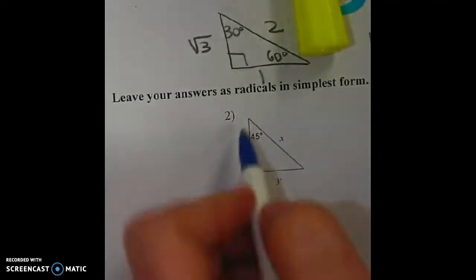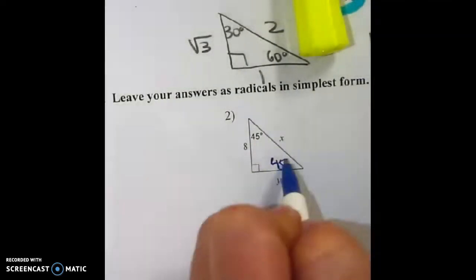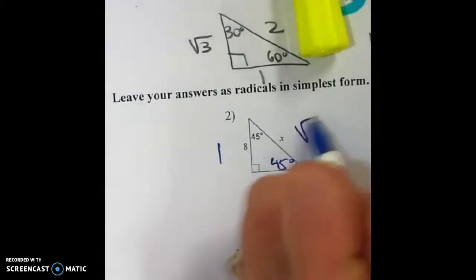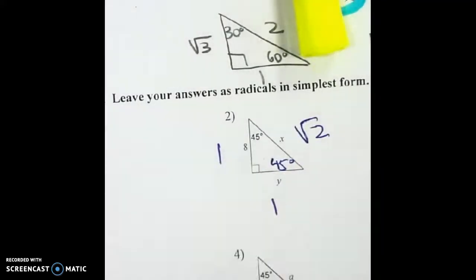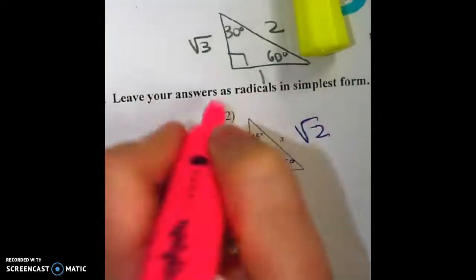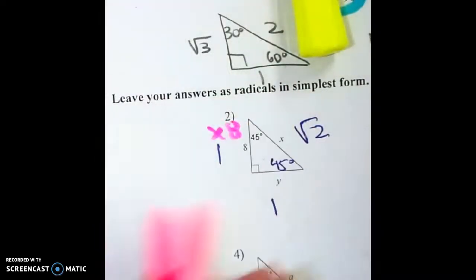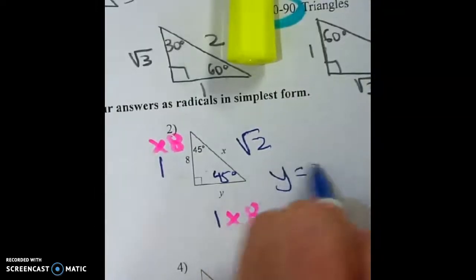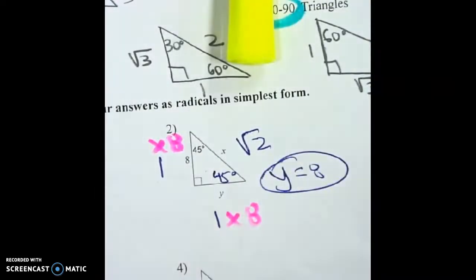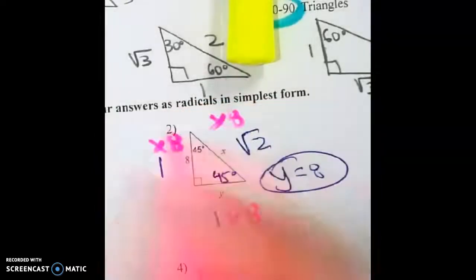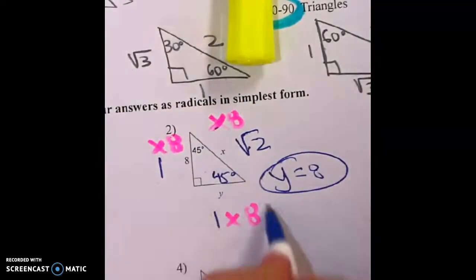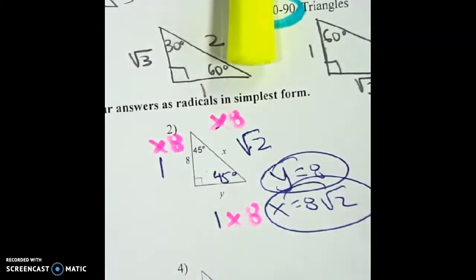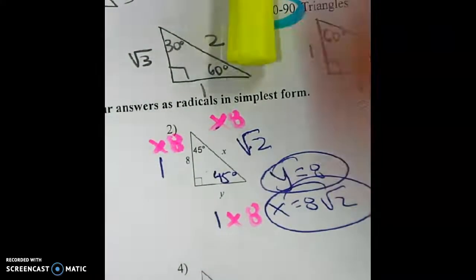Okay. As soon as I see this is 45, I'm going to label that this is 45. That means the ratio is now 1, 1, rad 2. So they gave us one side, which is 8. 1 times what number is 8? 8. So that means this is also times 8. So now I know y equals 8. And that means I have to multiply this by 8. And 8 times rad 2 is 8 rad 2. Okay? All right. So now let's go to the next one.